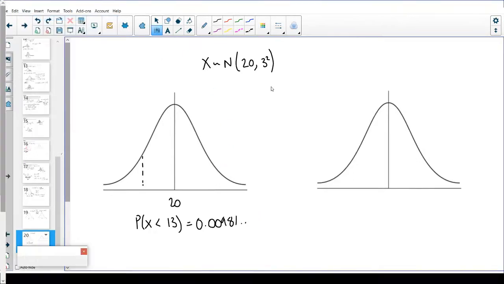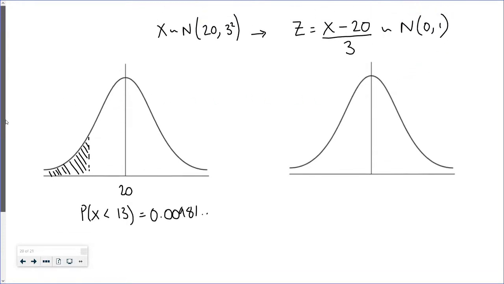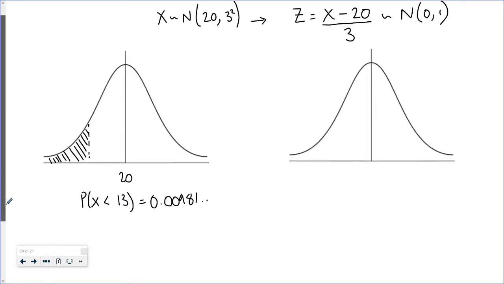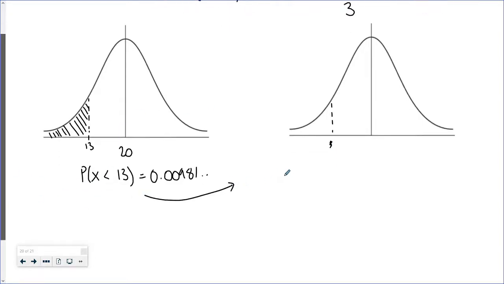Another way of doing this would be to standardize and work with our random variable Z instead of X. So let's standardize. Z is equal to X take away the mean of the distribution, which is 20, and divide by the standard deviation, which is 3. We know this standardized variable will follow a normal distribution with mean 0 and standard deviation 1. We still want the probability of X being less than 13. We need to standardize this 13 to work out what Z would be, because it's not going to be 13. So let's transform this into a Z probability statement.